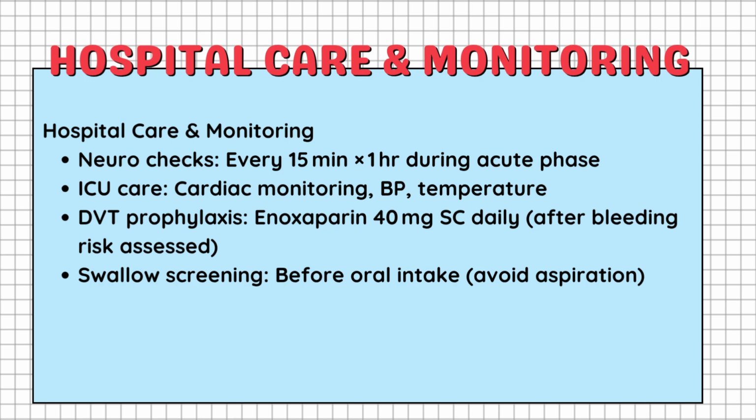Monitor blood glucose and keep it between 140 to 180 mg/dL. Start DVT prophylaxis within 24 to 48 hours, using intermittent pneumatic compression initially, then low molecular weight heparin once bleeding is excluded. For patients with dysphagia, assess with a swallow screen before allowing oral intake. If needed, use nasogastric feeding to prevent aspiration.